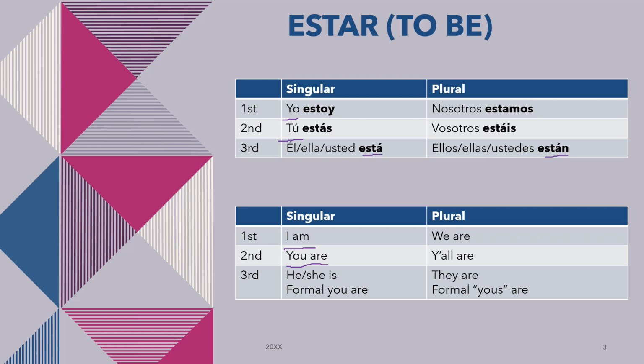If we go through here, we see he or she is, formal you are, we are, y'all are, they are, formal yous are. Just keep in mind that these things are all connected. You can memorize estoy, estás, está, estamos, estáis, están, and what they mean, but it is also really important to understand how these are used with the people in that first, second, third person, and the singular and the plural. It will help you in your further conjugations in the future with new verbs.